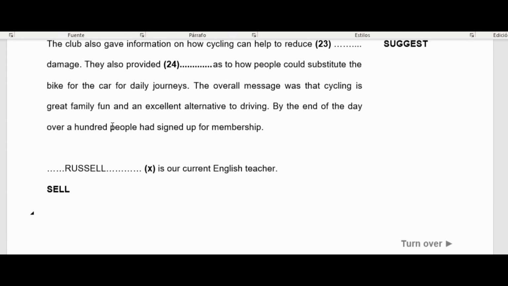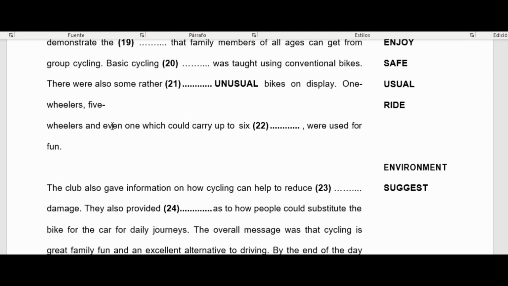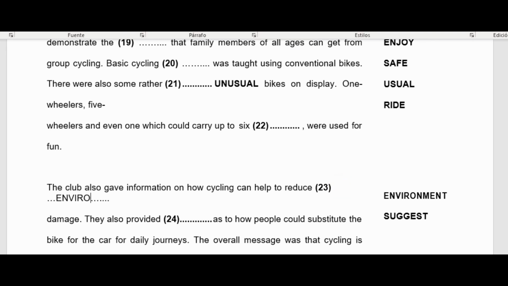Anyway, let's go to an actual example. In this case, numbers 23 and 24. The club also gave information on how cycling can help reduce environmental damage. It's the right answer here. You just have to know it. A little bit of practice and you'll get it.